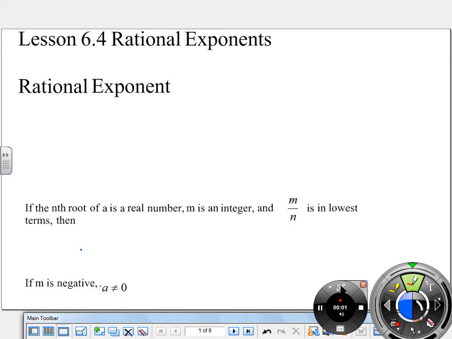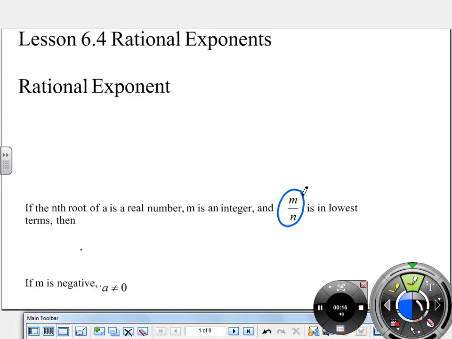We are looking at lesson 6.4, which is about rational exponents. So if you remember, rational numbers are numbers that can be written as fractions. So we're basically looking for exponents that might be in fraction form and what that actually means.